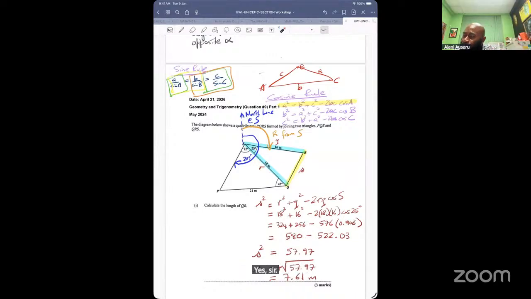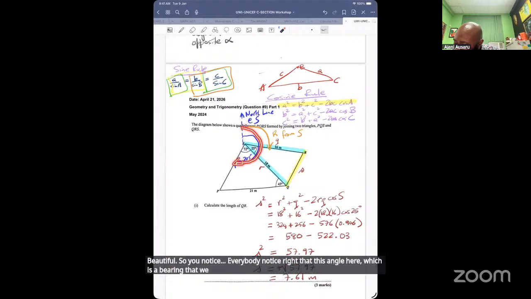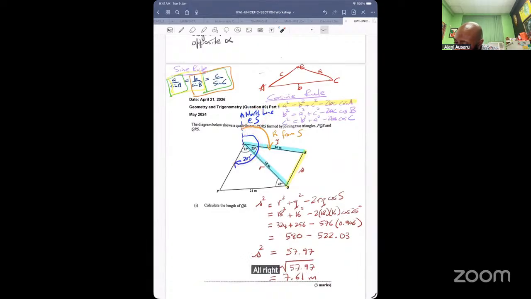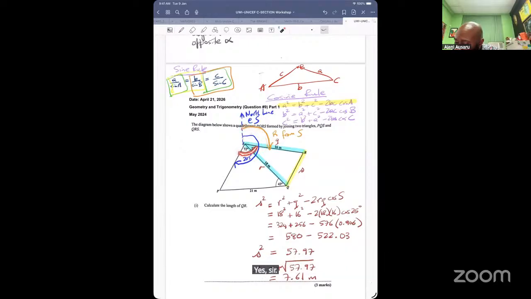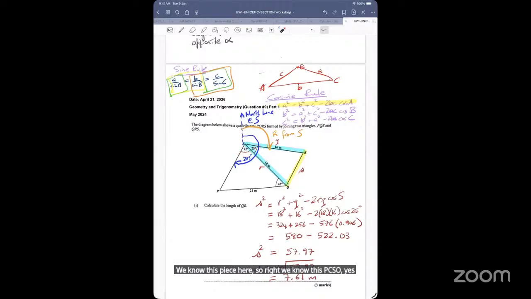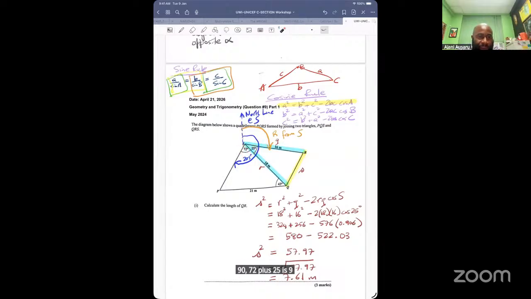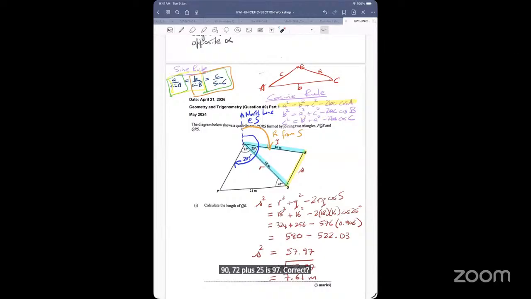Beautiful. So everybody notice that this angle here, which is a bearing that we drew in the blue, P from S, 205, includes this one, the bearing of R from S, yes or no? We know this piece here, right? What is this angle here? 97 degrees. 72 plus 25, which is 97. Correct?